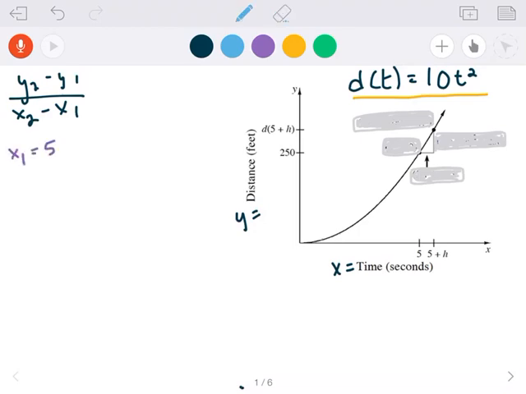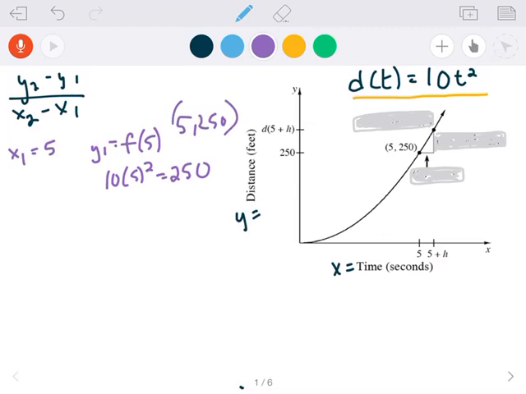x1 is equal to 5, and so our output, or y1, is equal to the output when we plug 5 in. Looking at our expression, 10t squared, if we put 5 in for t, 10 times 5 squared, we get 10 times 25, which is 250. I've simplified our graph by taking some information off, but we just found the point 5, 250. So we can write that as an ordered pair.